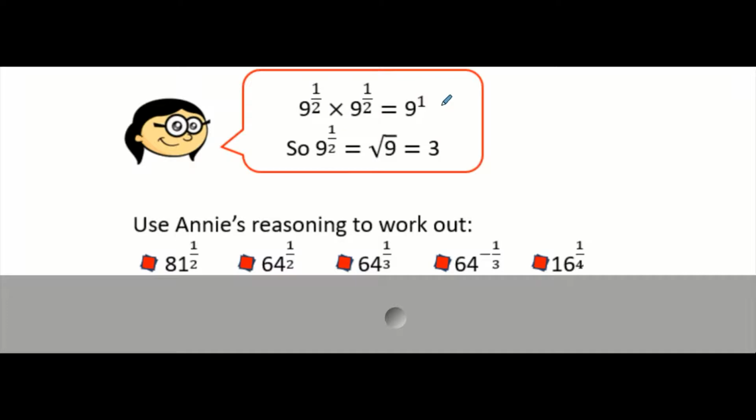Well, 3 times itself makes 9. 3 is the square root, that's why it works. So the power of a half means the same as the square root. In a similar way, power of a third will be the cube root, and so on.